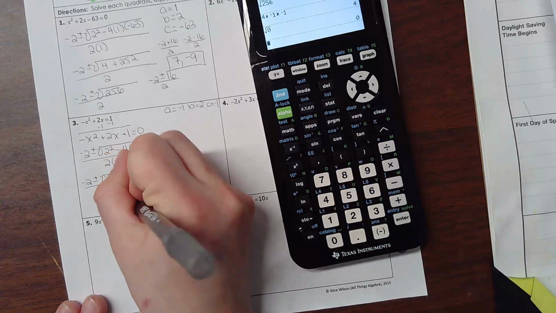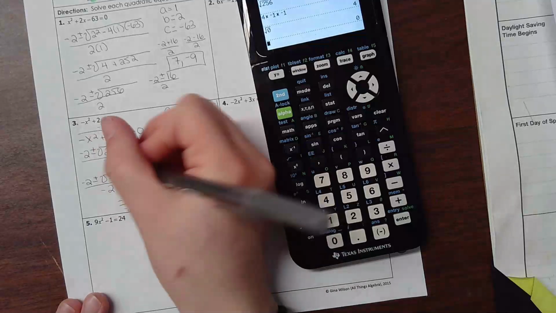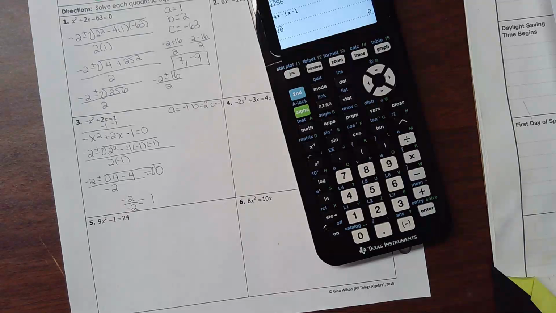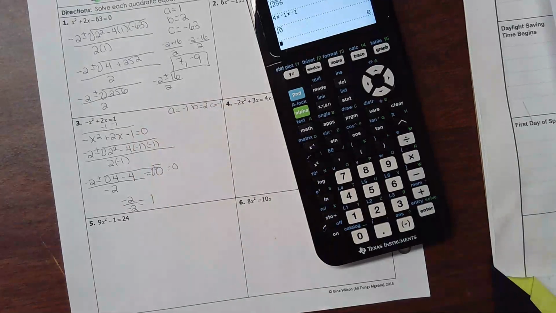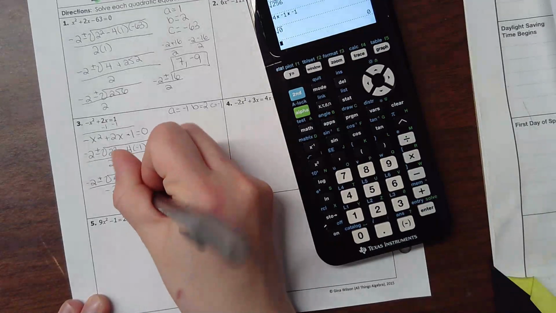So negative 2 over negative 2 is just 1, right? So you guys, I hope you realize I just did the square root of 0 here, which is 0. But yeah, so your x values are just 1.